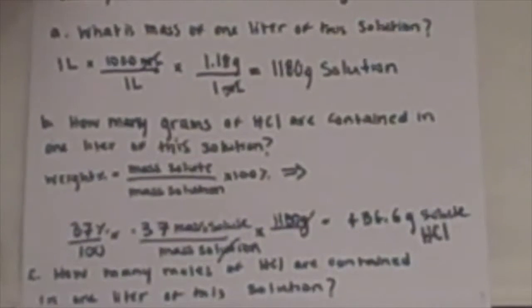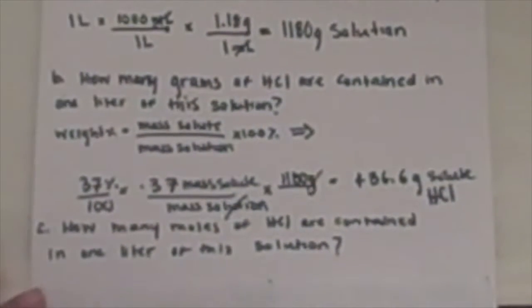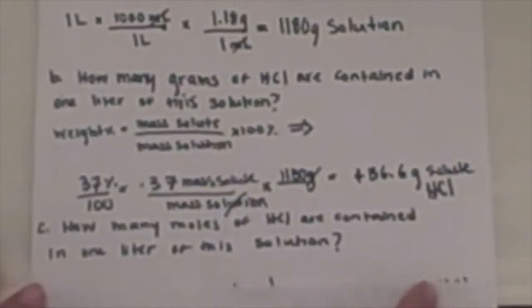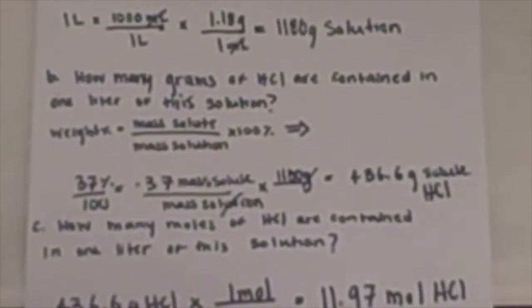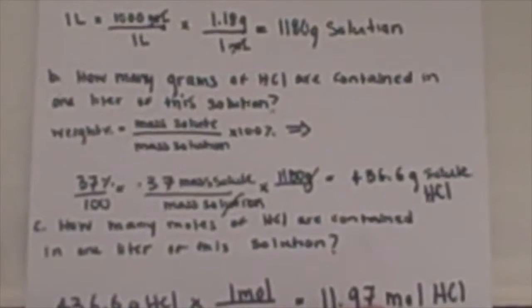The following question asks, how many moles of HCl are contained in 1 liter of the solution? We already have grams of HCl. We can easily calculate the moles of HCl by dividing by the molar mass. This can be found in a periodic table. You simply add the molar mass of hydrogen with the molar mass of chlorine, and divide the grams by it. You'll end up with the moles of HCl.